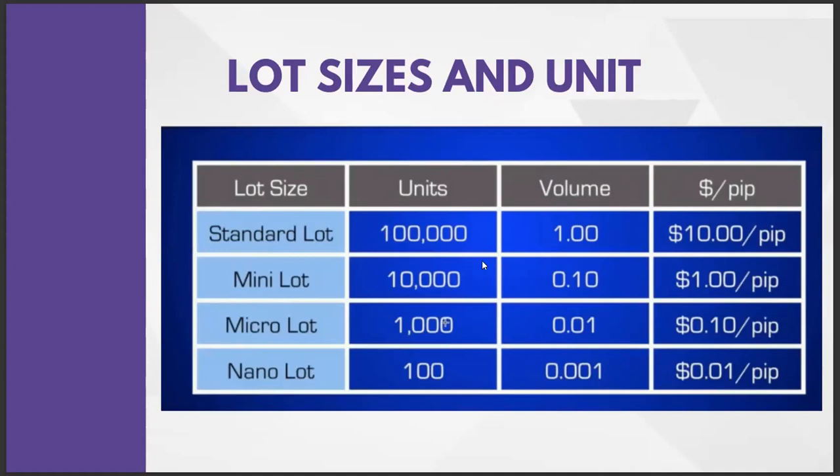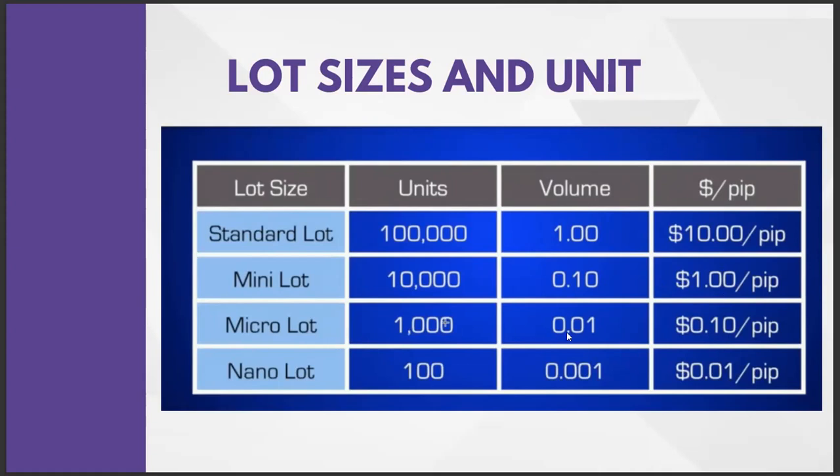Now we have the standard lot size, that is 100,000 units, which is one lot. I'm going to show you on my phone as well. Now we also have the mini lot size, which is 10,000 units. On MetaTrader 4, this is $1 per pip. It means that if you move one pip, you make $1. All right.